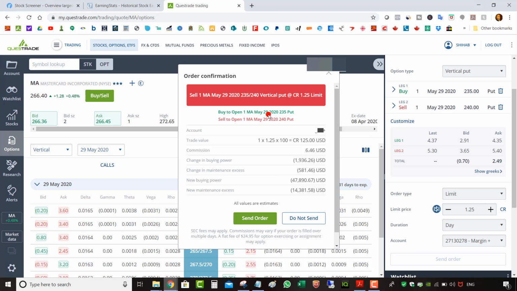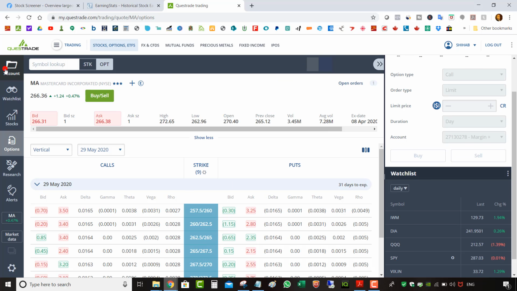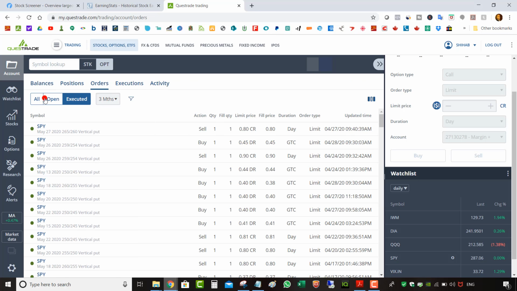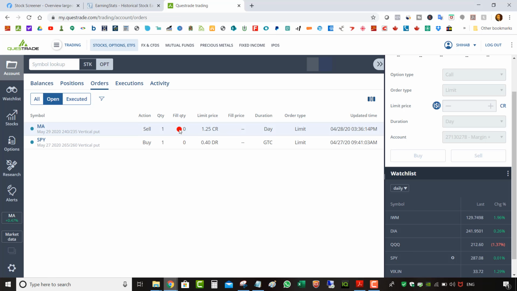Buy to open May 29, 235. So it's 5 points away. $1.25. I'm asking for $1.25. It's not gonna get executed, but I'm going to adjust afterwards. And commission is $6.46. Send order. Let's see what happens.